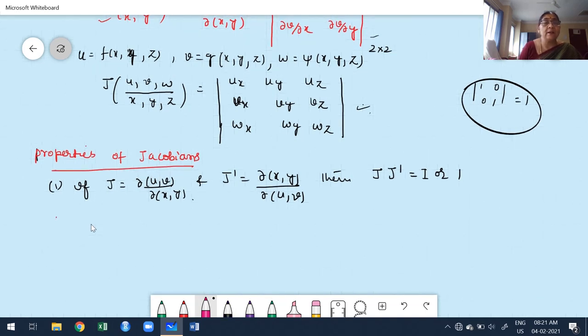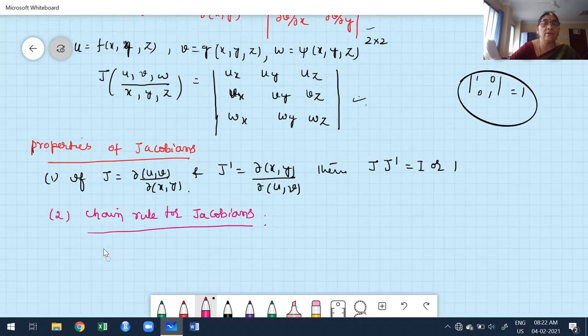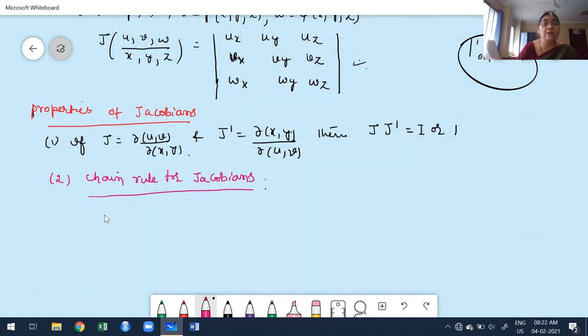The next is the second one. The second property is just like the chain rule of Jacobians. Another name of this property is the chain rule for Jacobians. Now, where are we going to use the chain rule? Whenever the given function is a composite function, then we are going to use the chain rule. I already told this in the composite function problems we solved. Now first we see the chain rule for Jacobians and where we use it.